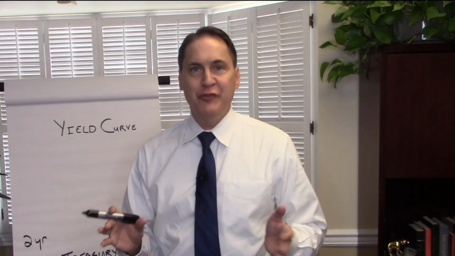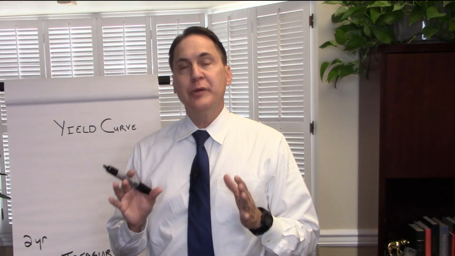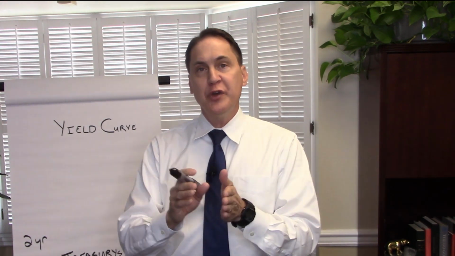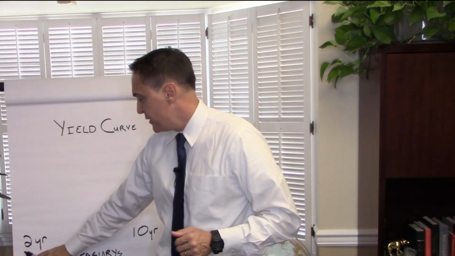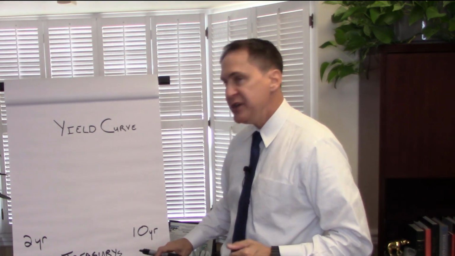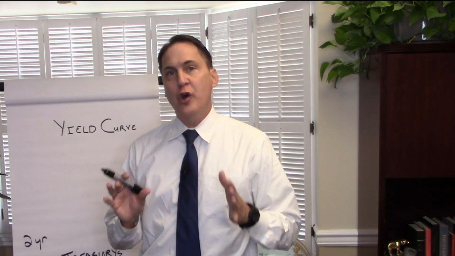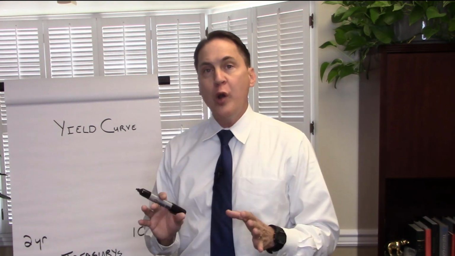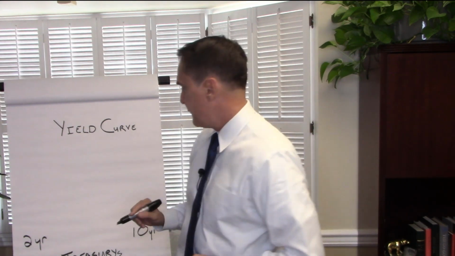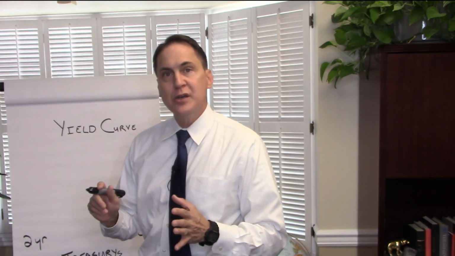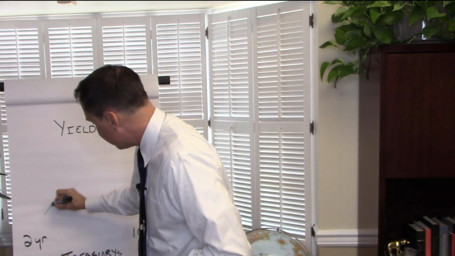What is a yield curve anyway? The yield curve describes the difference in short-term and long-term interest rates. We usually use the 2-year and the 10-year Treasury as our goalpost. A normal yield curve is what's called rising. It looks like a rising pattern, sort of like this.